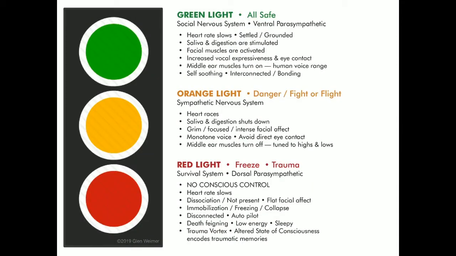So this is a bit more of the polyvagal theory. We've got a green light. So when everything's green in our brain, everything's good. We're in that parasympathetic part of the brain. Our heart rate is at a nice level, our blood pressure's at a good level, our digestion is working, our blood's pumping the way it should do, everything is working as it should be.